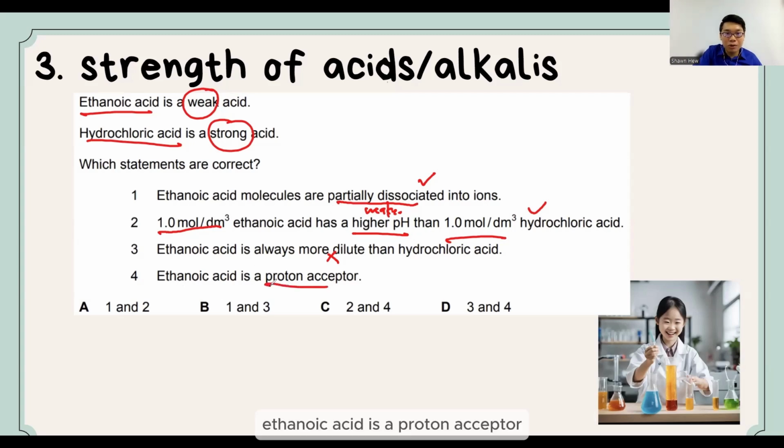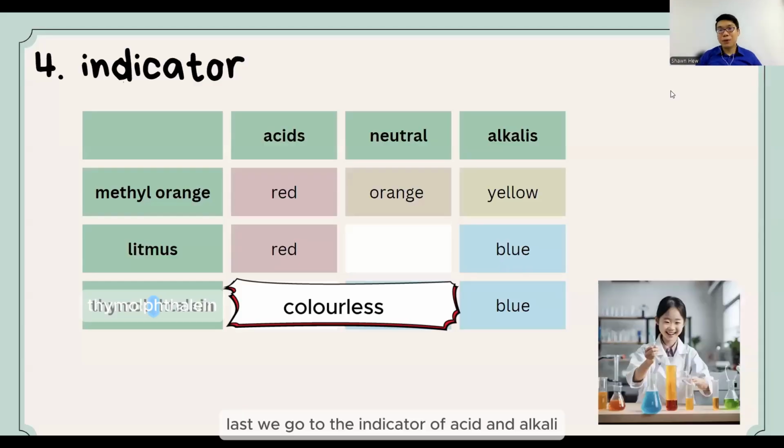Ethanoic acid is a proton acceptor. No, all acids are proton donors. So the answer is A. Last, we go to the indicators of acids and alkalis.